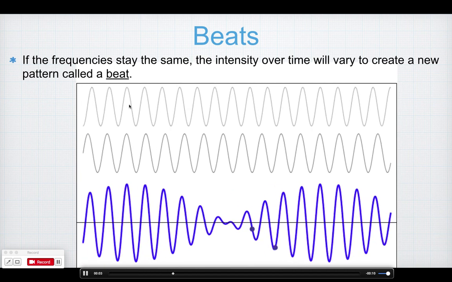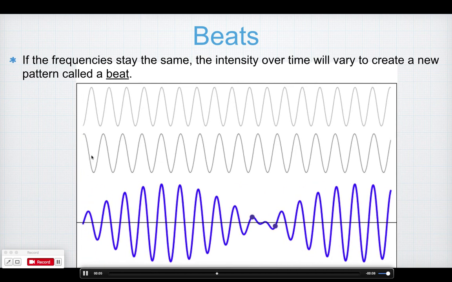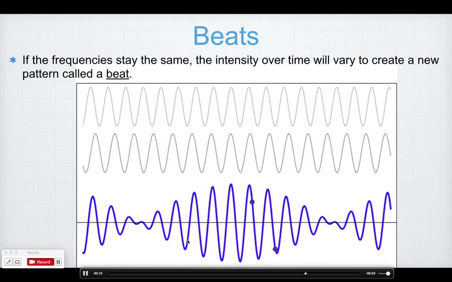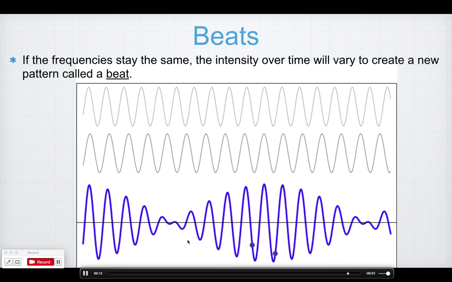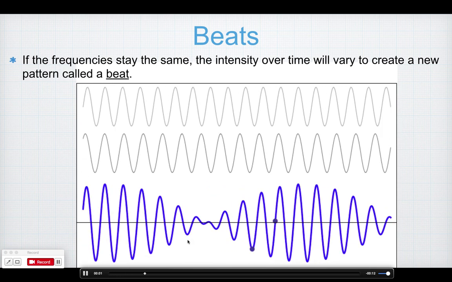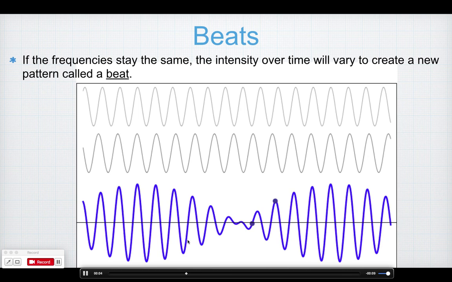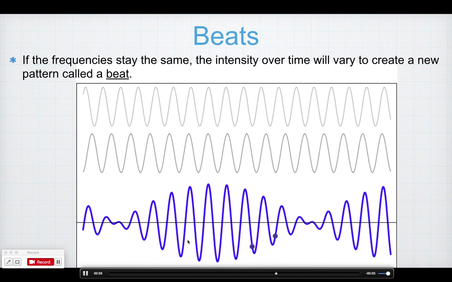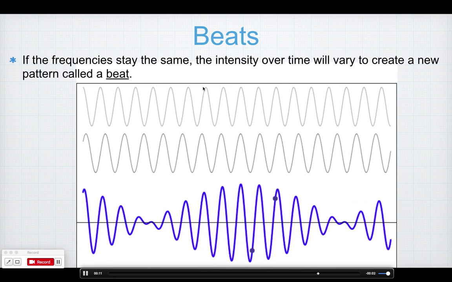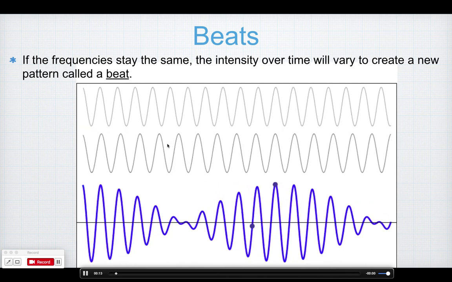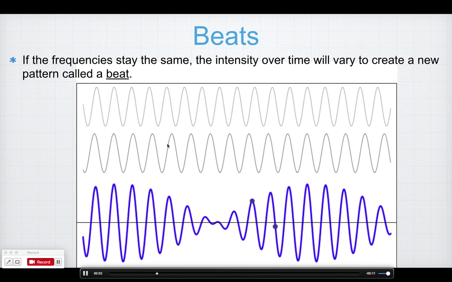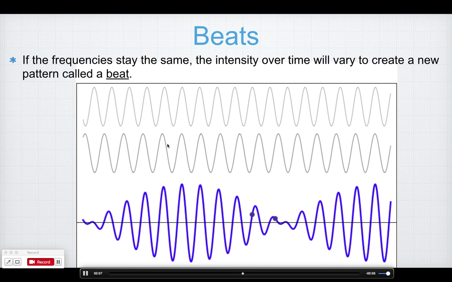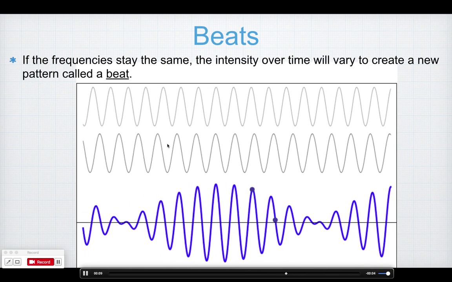If maybe this top one is 20 hertz and the bottom one is 22, then this beat pattern would actually happen, whatever the difference is, 2 times per second. So instead of wom, wom, wom, wom, it would be wom, wom, wom, wom, wom, wom, wom, wom, 2 times per second, right? If the difference between these is 3 hertz, then it would be 3 times, wom, wom, wom, and so on, so on. And then that beat pattern would increase. But it's all about the differences in frequencies.